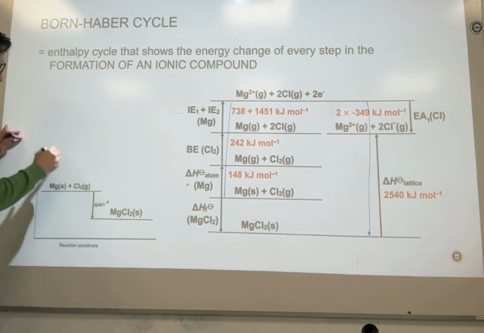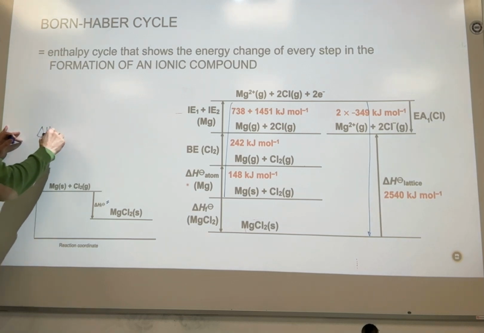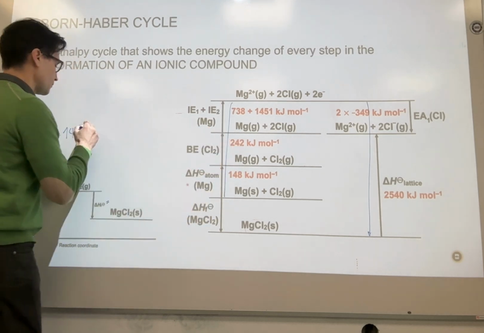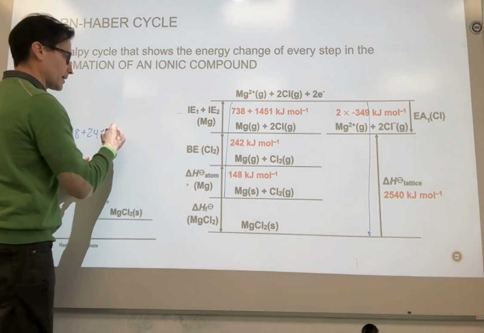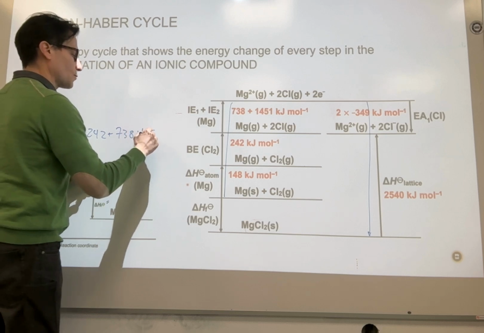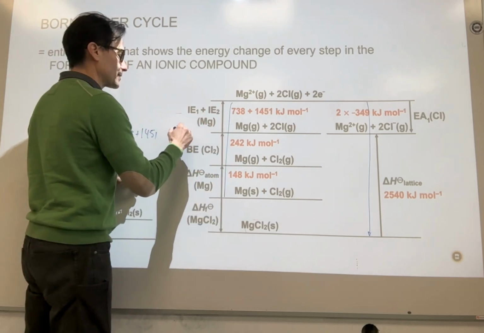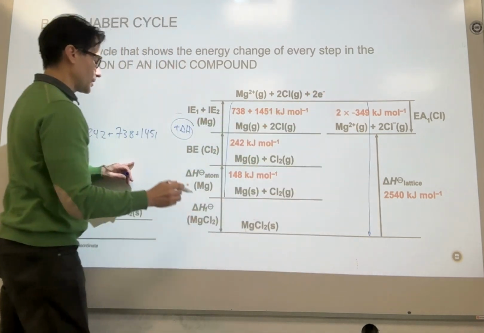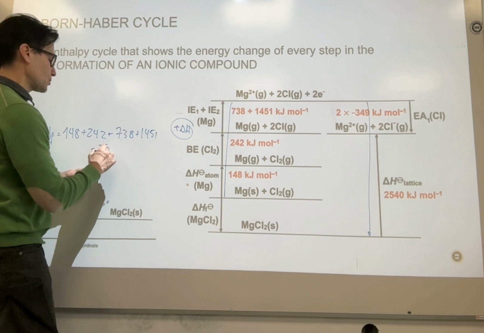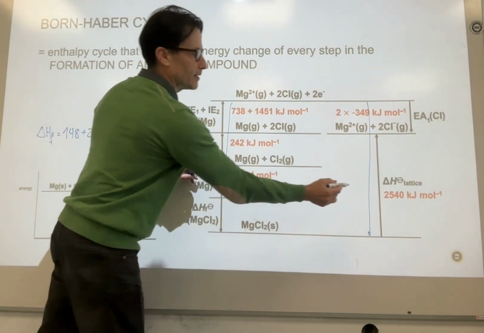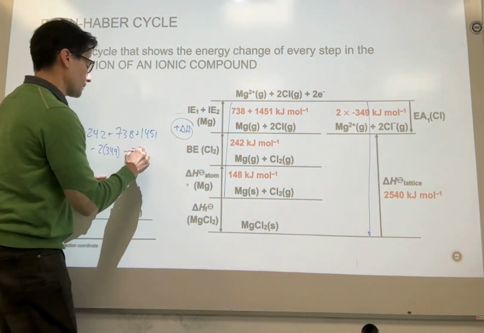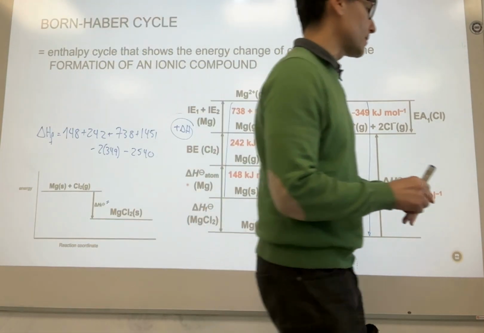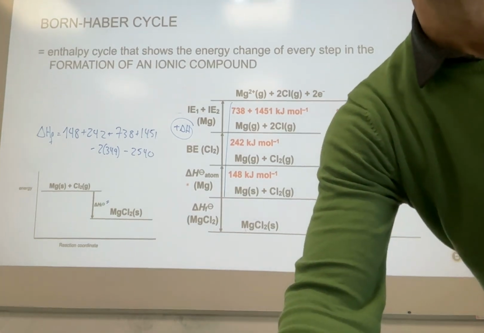So I could find this value right here, enthalpy of formation, by taking 148 plus 242. We're going to talk about what all these are in just a second. Plus 738 plus 1451. That's all the endothermic steps. All of these steps are endothermic. And then the exothermic steps, which are these. So then we would have to do minus 2 times 349. We'll talk about that in just a second. And then minus 2540. You add all of this up and you get this. So it's just like a big old Hess's law.